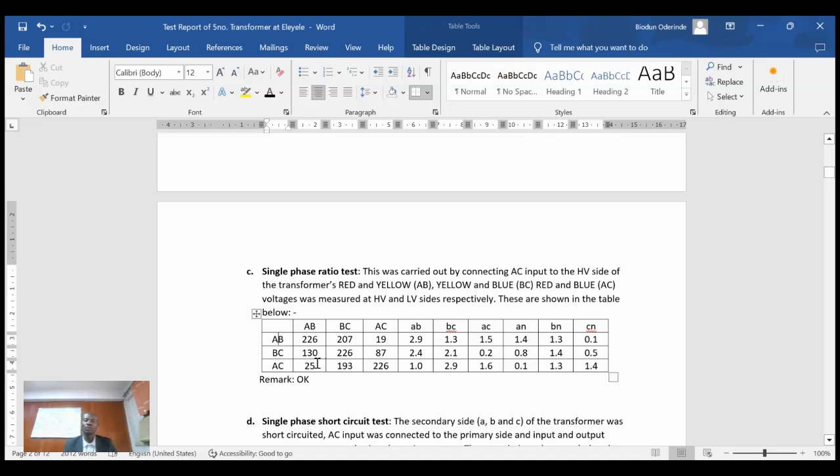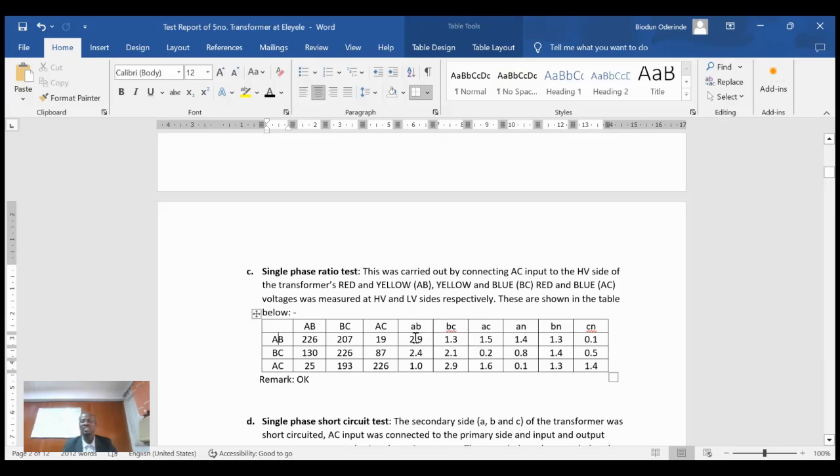But the addition of AB and BC should equal or almost equal AC, which is 226. That's on this side, on the primary side. Now you come to the secondary side, you can see the same thing. The addition of AB and AC is almost or equal to what? BC. Also, the addition of BC in this case and AC is almost equal or equal to AB. On this side of the secondary side, the addition of the two must equal the one.